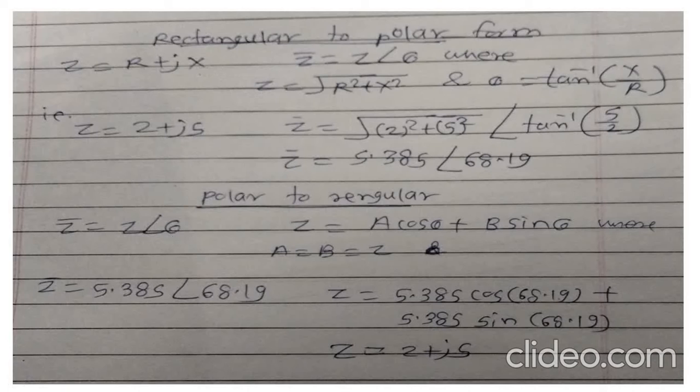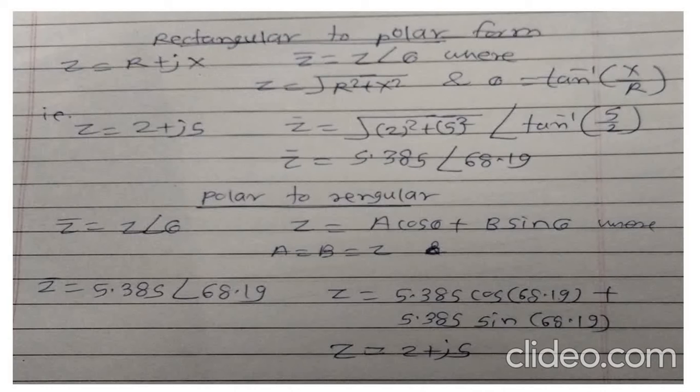Now we'll see the same with the help of one example. Suppose you have the polar value of impedance 5.385 at an angle of 68.19. Then the theoretical formula is Z is equal to a cos theta plus b sin theta. But we know that a is equal to b is equal to Z. So for this, Z is equal to 5.385. Cos of angle 68.19 plus b sin theta, that is 5.385 sin of angle 68.19, and accordingly you will get the rectangular representation Z is equal to 2 plus j5.